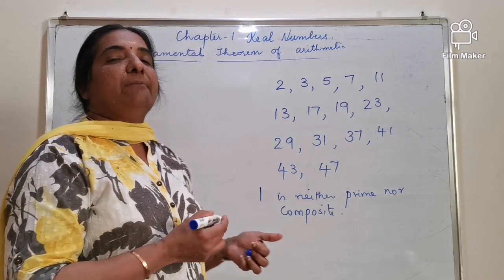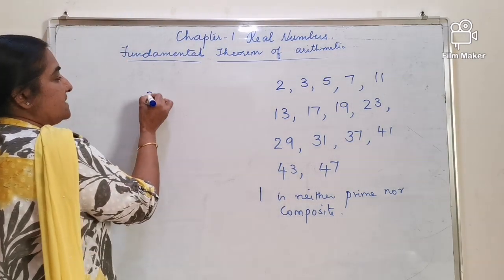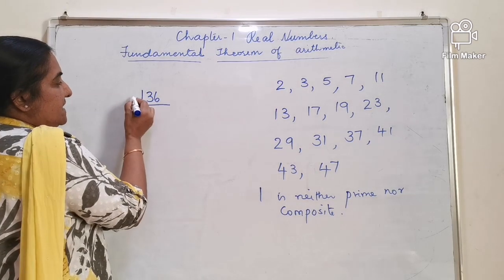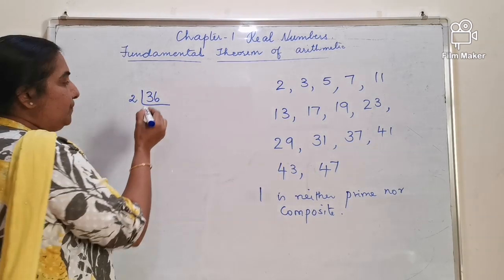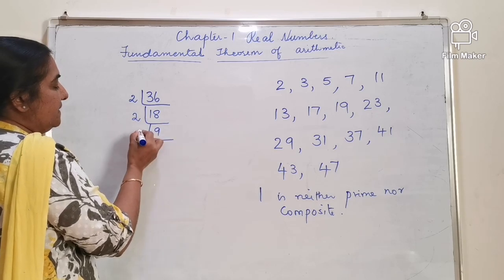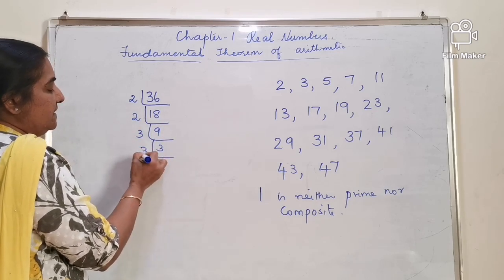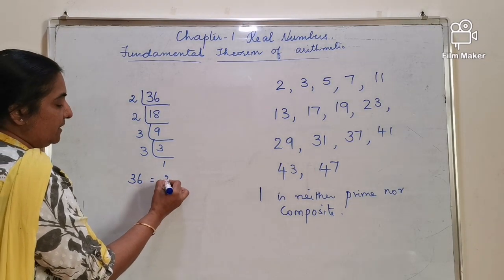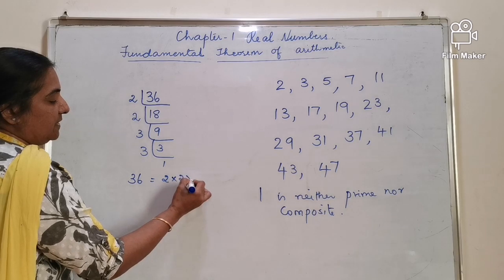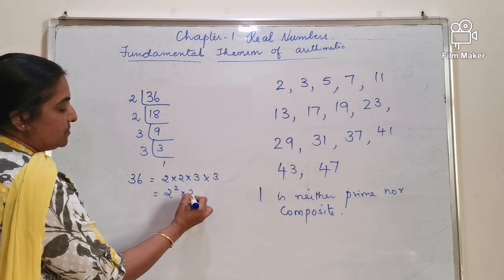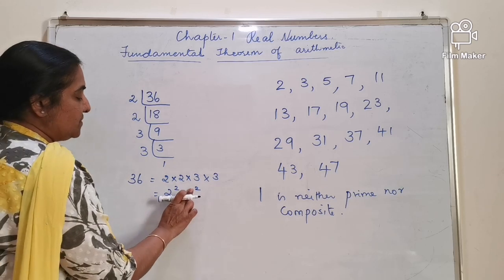Take the composite number 36. 36 can be factorized as the prime number 2, 18, with the prime number 2 again, 9, 3, 3 and 1. 36 is the product of 2 into 2 into 3 into 3, or it is 2 square into 3 square.